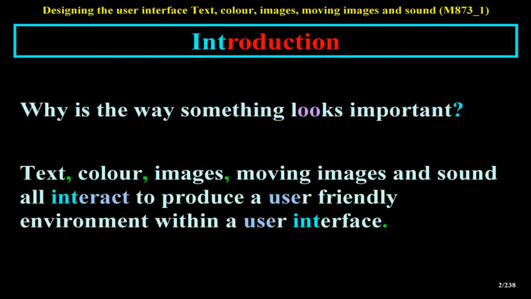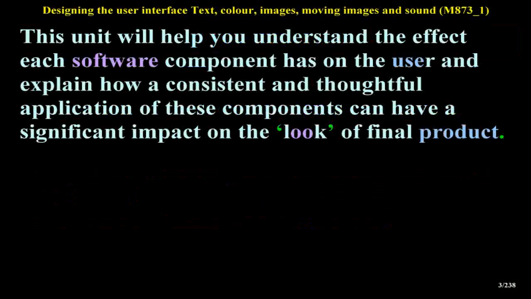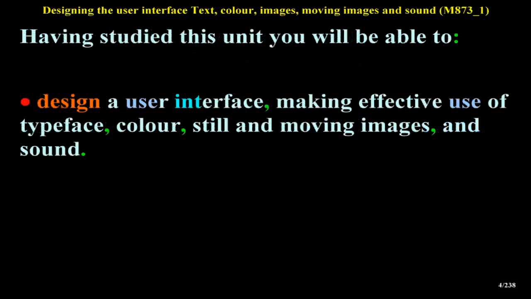Text, color, images, moving images and sound all interact to produce a user-friendly environment within a user interface. This unit will help you understand the effect each software component has on the user and explain how a consistent and thoughtful application of these components can have a significant impact on the look of the final product. Having studied this unit, you will be able to design a user interface, making effective use of typeface, color, still and moving images, and sound.